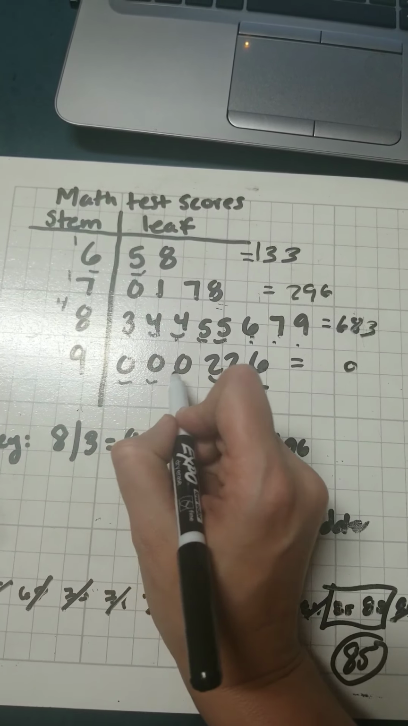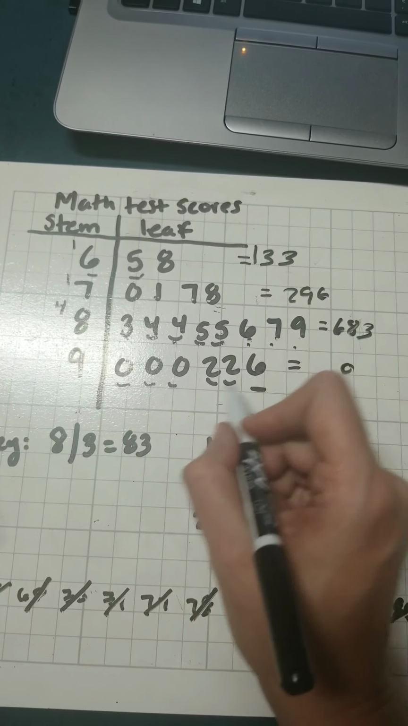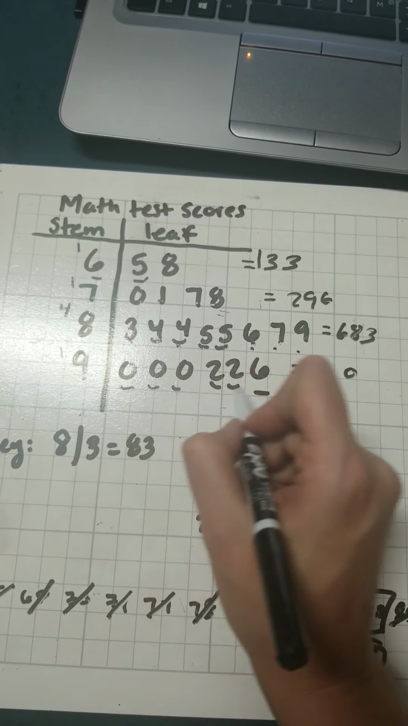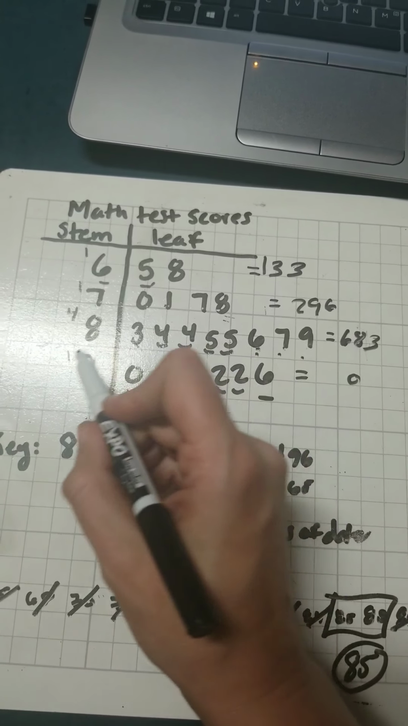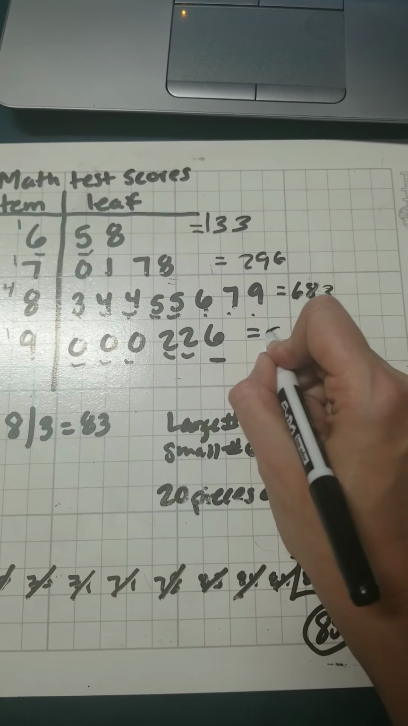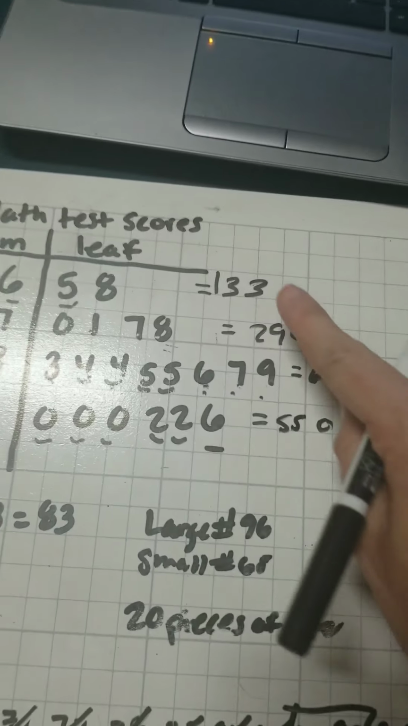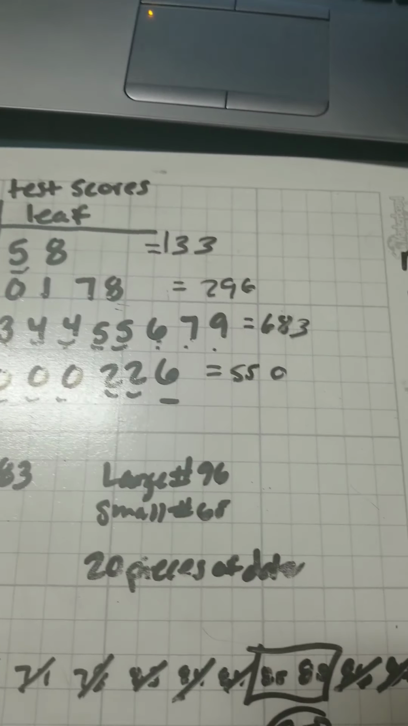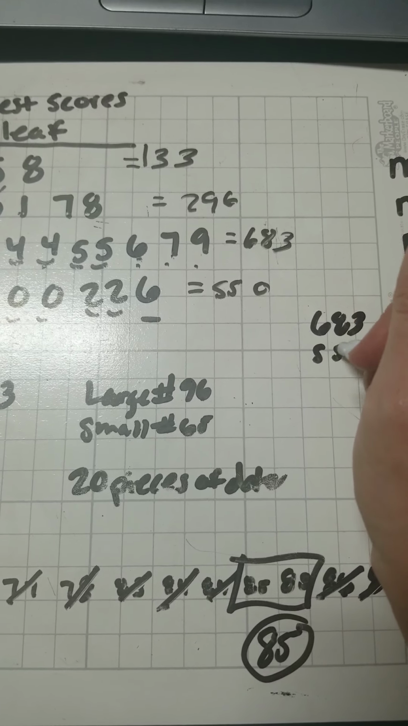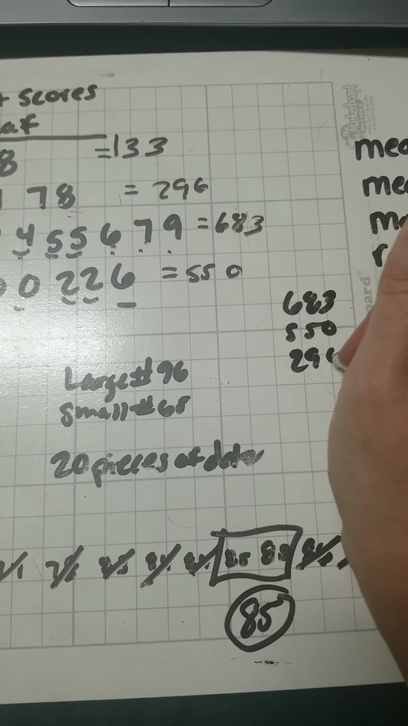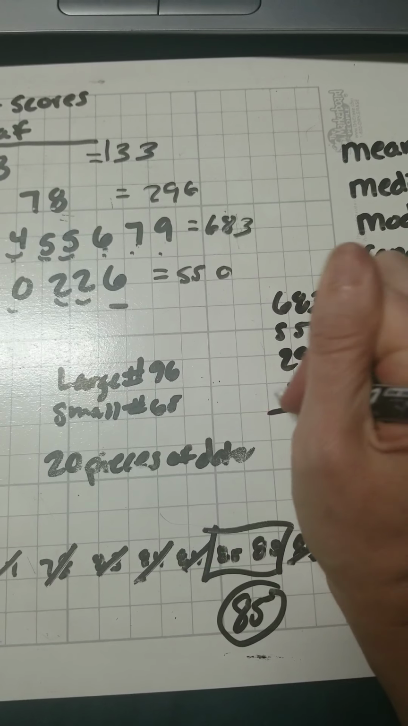And this is 90, 90, 90, 92, 92, 96. So I'm going to take all of those 9s that belong in front and add them together, or just multiply by 6. So 9 times 6 is 54, plus 1 more is 55. So now I'm going to take those four numbers and I'm going to add them together. 683, 550, 296, and 133.